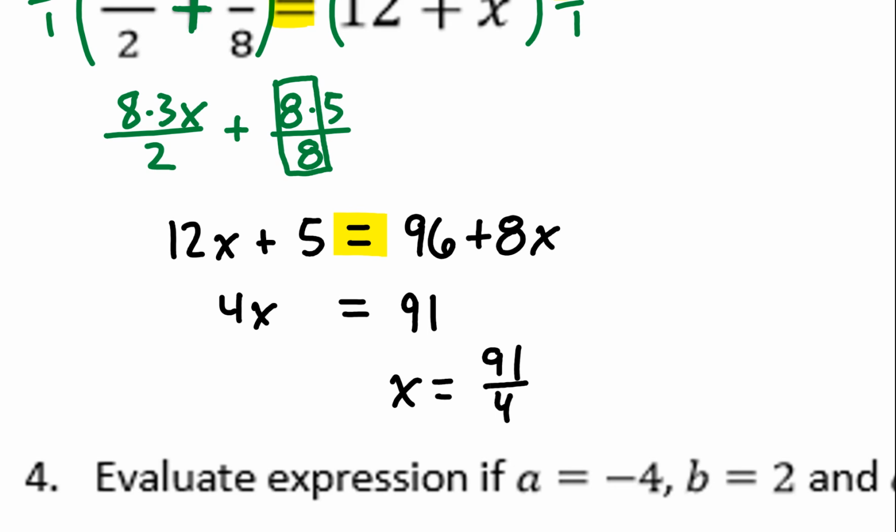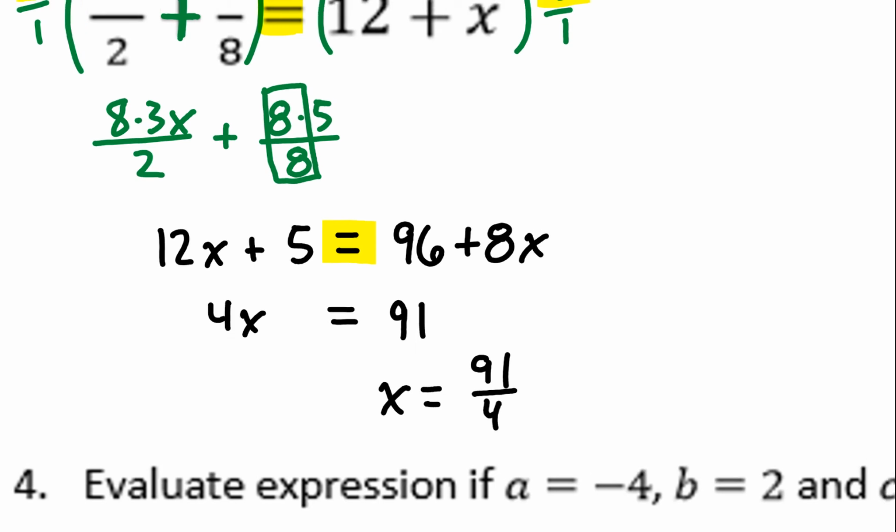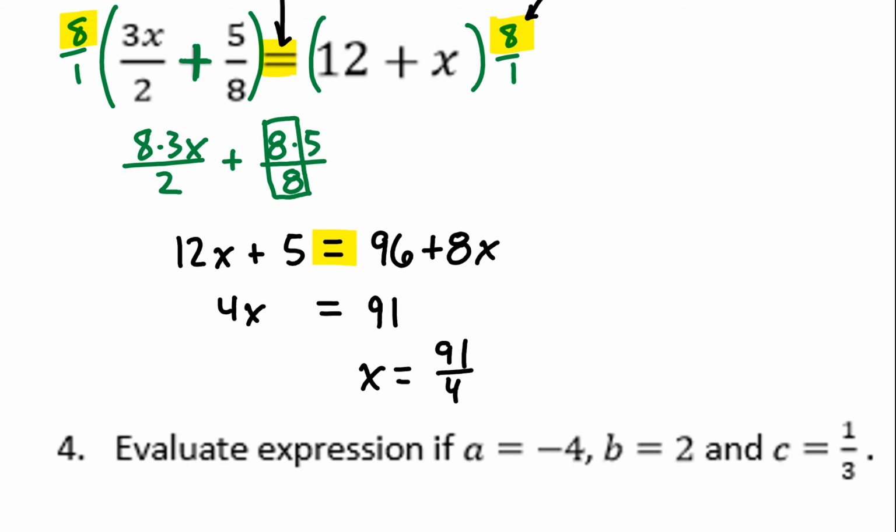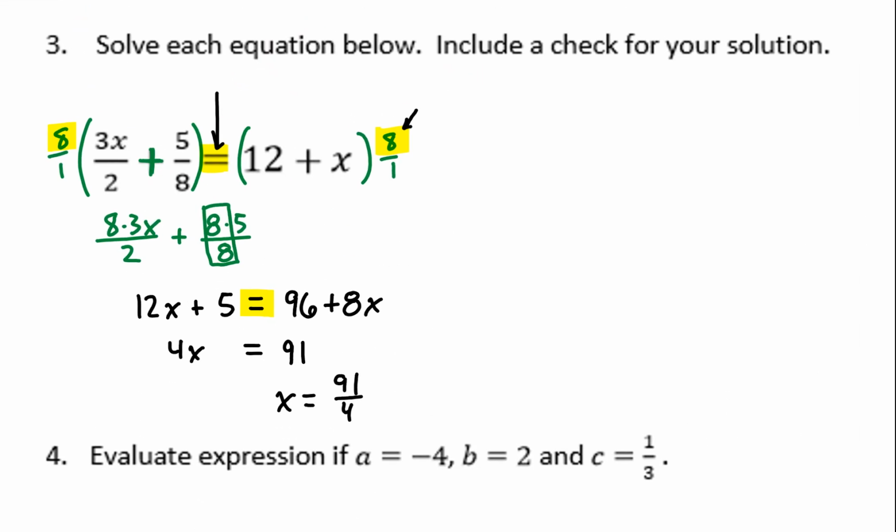I was very happy when you confidently left that as your answer. I also liked that several of you checked that answer when you plugged it into both sides, because it did say include, it should be past tense... no, I know that is right. Include a check. It is include. Is there an E there? This looks funky. Include a check for your solution.